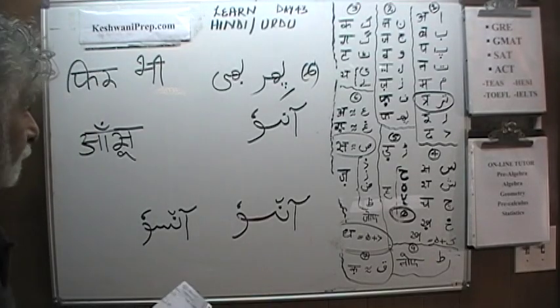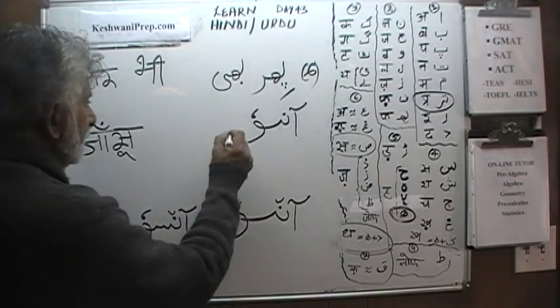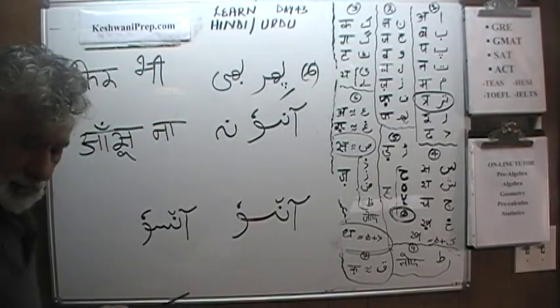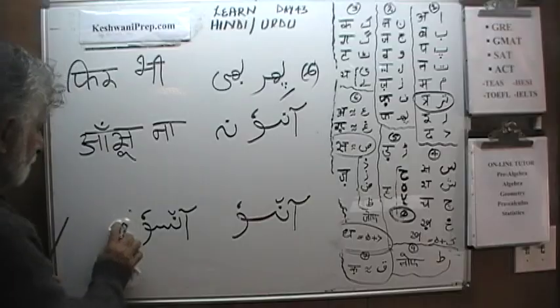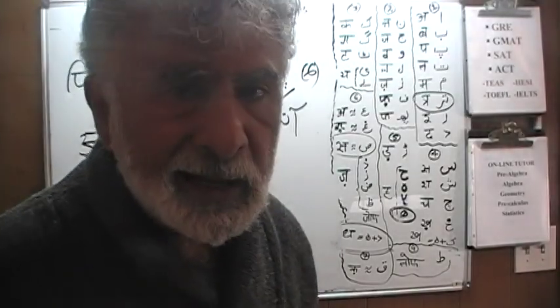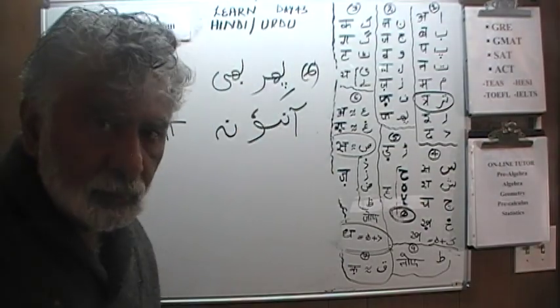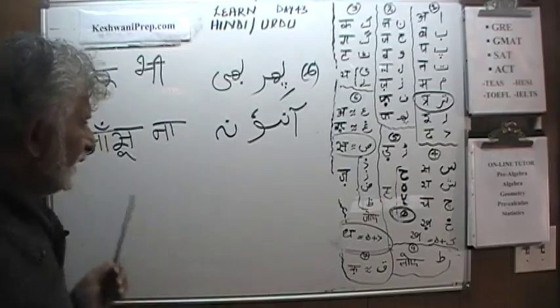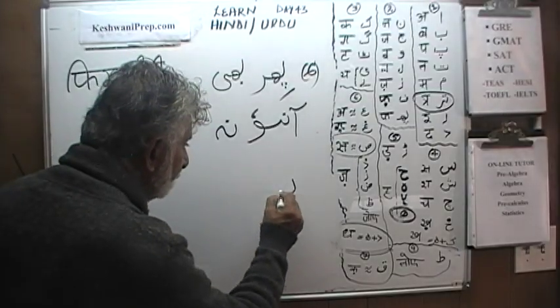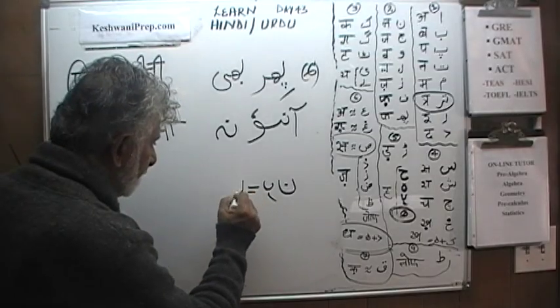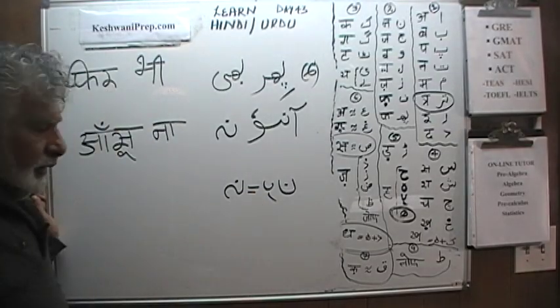Phir bhi aansu na. Na in Hindi, as you can clearly see, is simply a aa ki matra. But in Urdu, it does not end with an alif for some inexplicable reason. We write our na as noon and a he. And when you join them together, it looks like this. And that's a na.